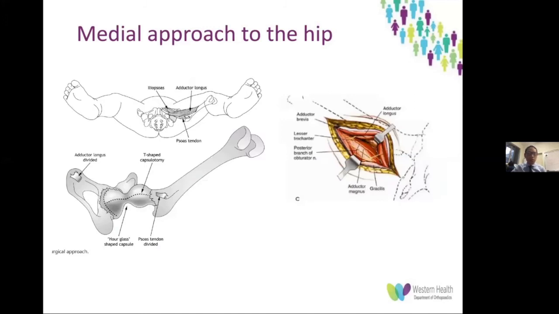These are some pictures from the Royal Children's article, demonstrating their capsulotomy as well as the approach. And in Hoppenfeld, they've described a more extensile longitudinal incision to the medial femur.